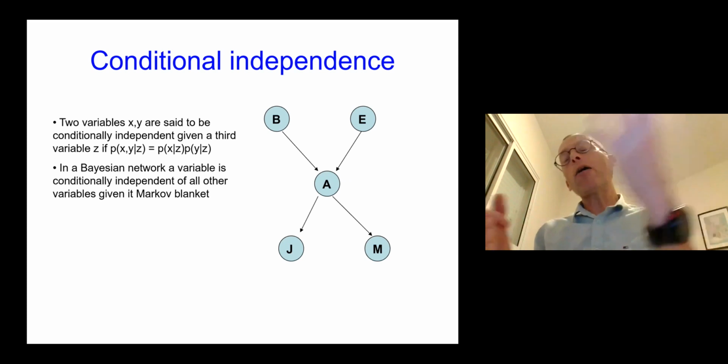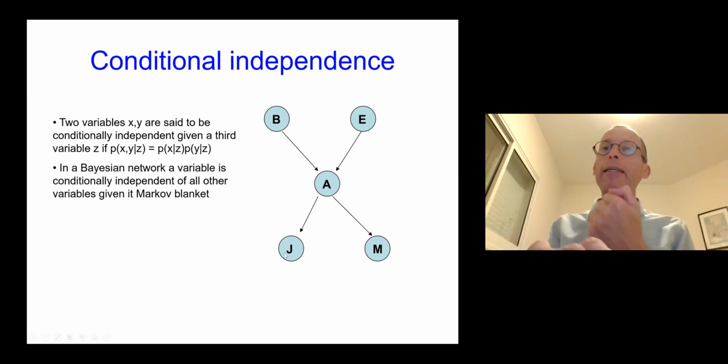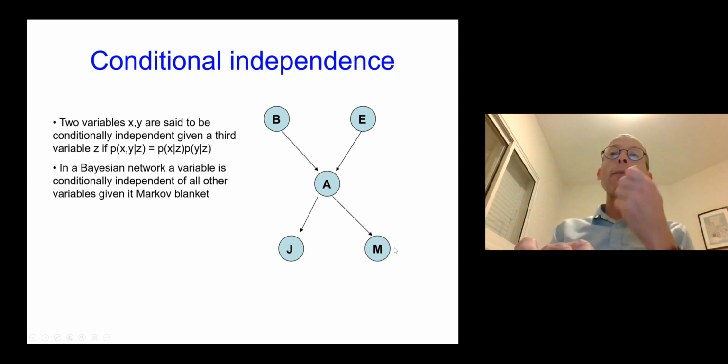If someone broke into my house, I have to go there. So for example, if I observe M equals 1 and J equals 0, I want to know what's the probability that someone broke into my house. If I get a call from John and Mary, I want to know what's the probability, right? So this is called inference.